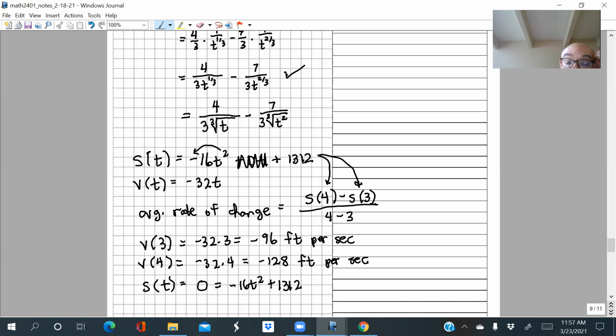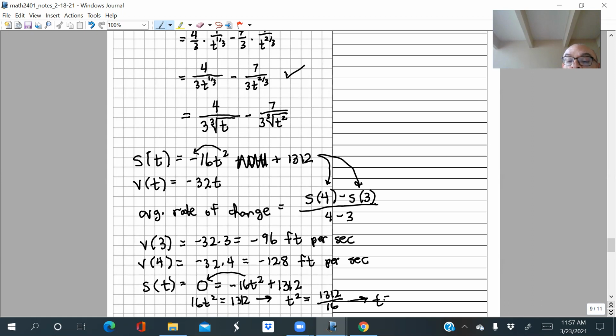Well, that should be pretty easy to solve. Maybe use a calculator to help you with that, but just solve that equation. Let's do that. Let me bring the minus 16t squared back over to the left. So I would have positive 16t squared is equal to 1312. Divide both sides by 16. So I have t squared is equal to 1312 divided by 16. I don't know if that comes out to be a whole number or not. So t squared is 1312 divided by 16, and then just take the square root of both sides.